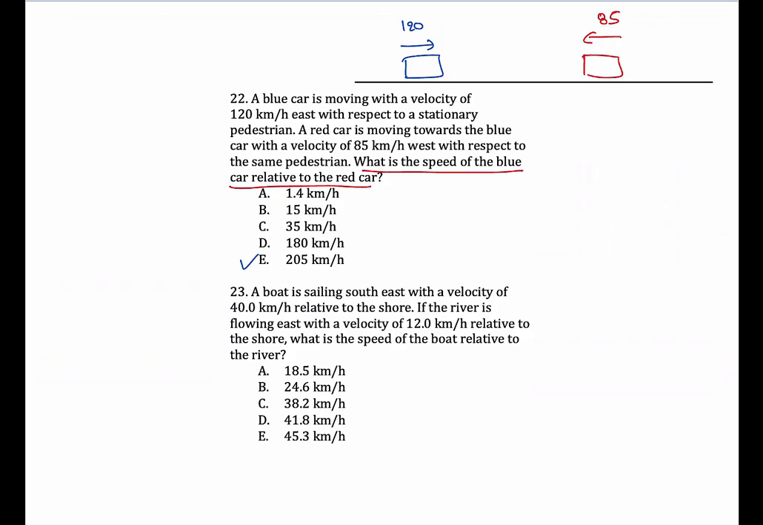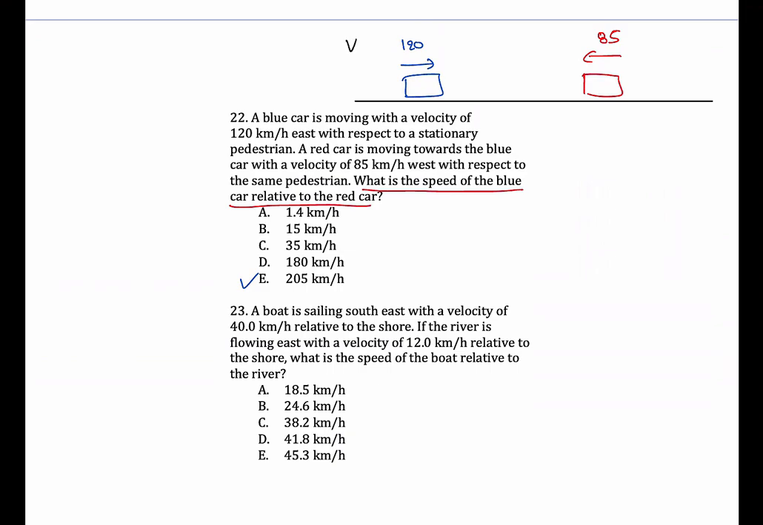However, if we need a formula, we can say that there is the speed of the blue car with respect to the pedestrian, that is 120 to the right, then the speed of the red car with respect to the same pedestrian, which is 85 to the left, and we need to find the speed of the blue car relative to the red car, so we need to find the speed BR. According to the rule, the speed BR is equal to velocity BP plus velocity PR.